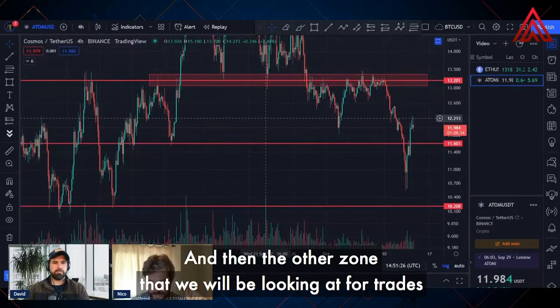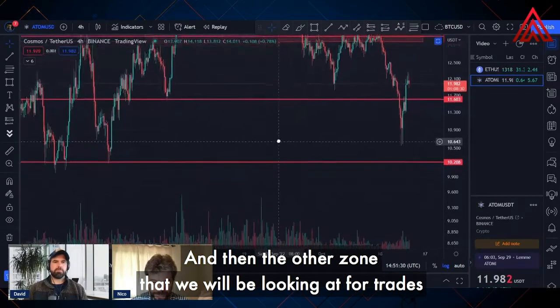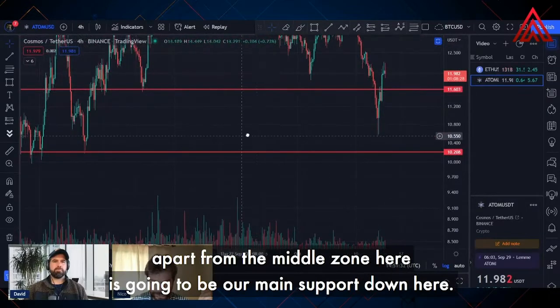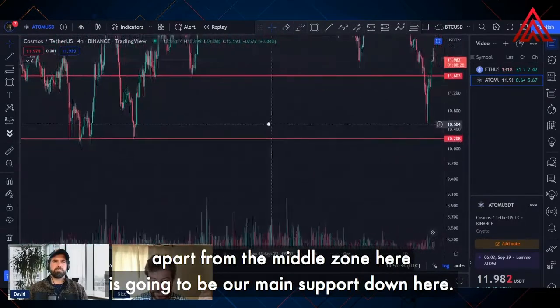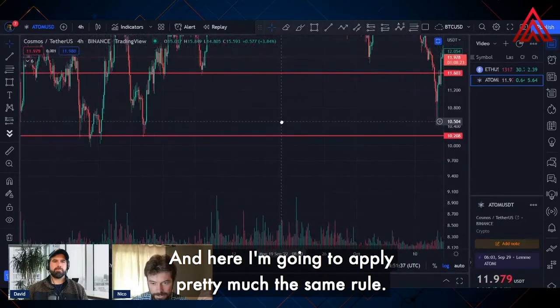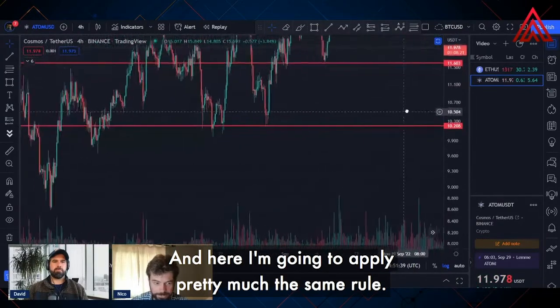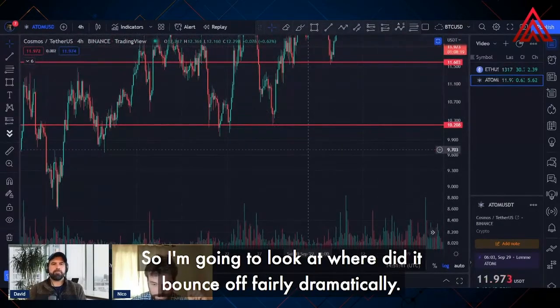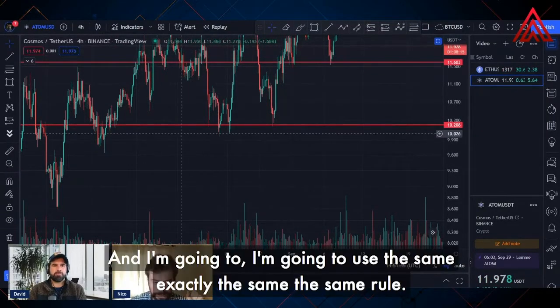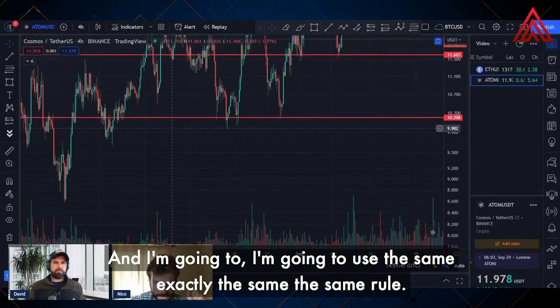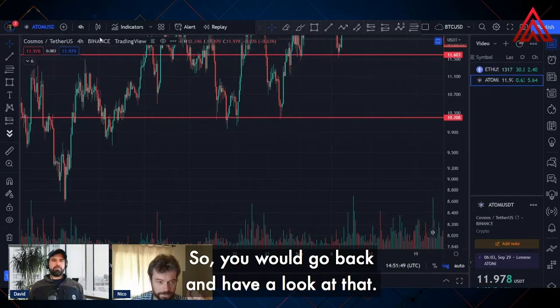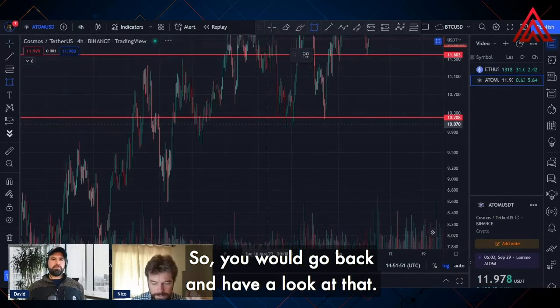Okay. And then the other zone that we will be looking at for trades, apart from the middle zone here, is going to be our main support down here. Okay. And here I'm going to apply pretty much the same rule. Okay. So I'm going to look at where it bounced off fairly dramatically. And I'm going to use exactly the same rule. Okay, so here we go. You can have a look at that.